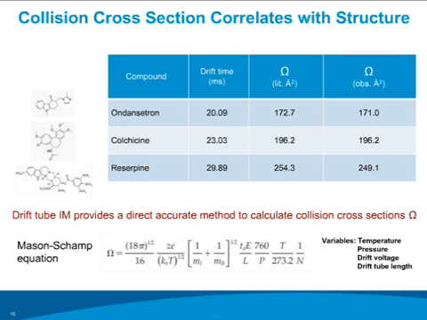Now, we made a comparison to some literature values and our experimental or observed values, and you can see that we're getting a very close correlation. They're all within 1% or less. And an example here of how these were calculated is shown on the bottom. We're using the Mason-Schamp equation, and the parameters that you need to determine the cross-sections are temperature, pressure, drift voltage or field, and drift tube length. And these are easily measured and corrected in our system, and then applied to this equation to be able to directly calculate those cross-sections shown.